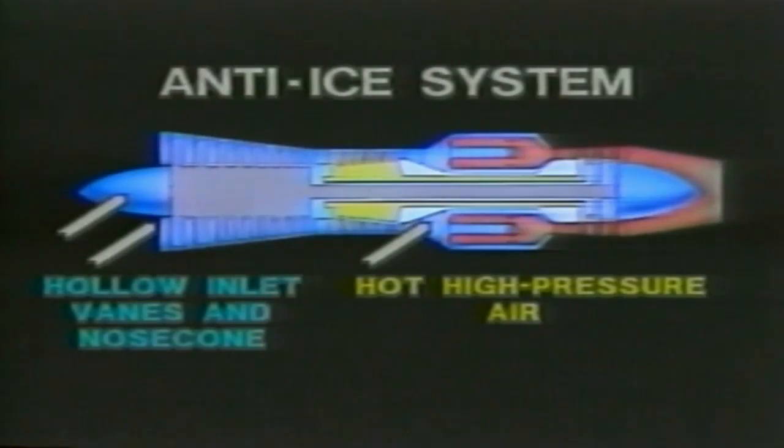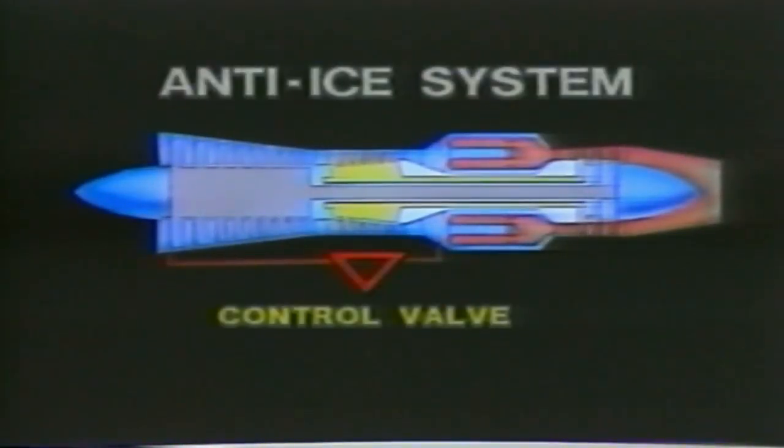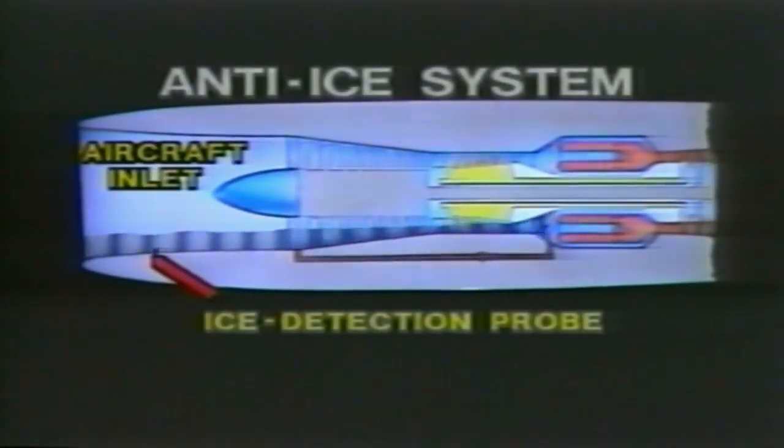The system ingredients are simple. We have a plentiful supply of hot, high-pressure air at the compressor exit in the diffuser case. And the nose cone and inlet guide vanes are hollow. Does that make the lights flash and the bells ring? Add a few feet of tubing and a control valve and one more essential part. An ice detection probe in the aircraft inlet senses the first formation of ice and opens the control valve.